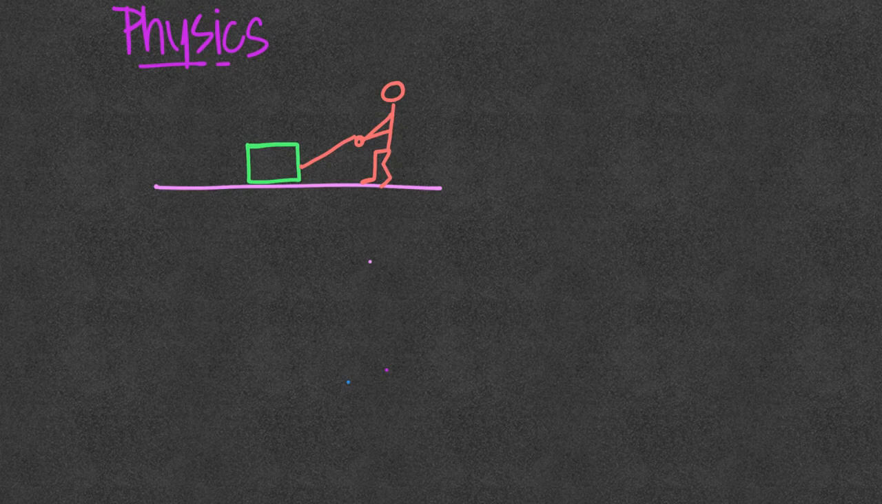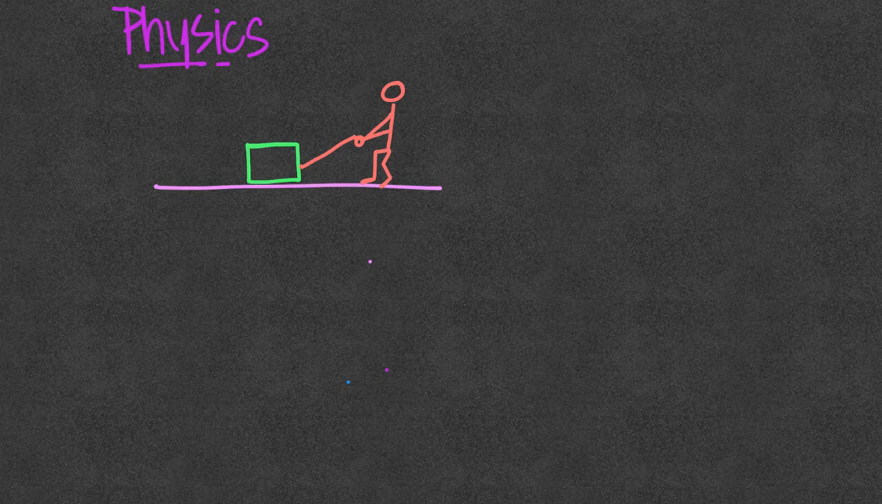Not all forces are horizontal. Let's look at how to treat forces that are not horizontal. So here we have someone pulling on a box, but the rope is not horizontal. It's actually pointing above the horizontal.